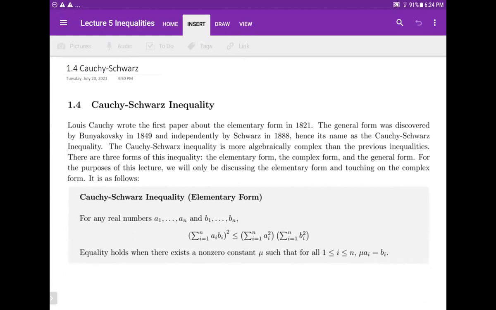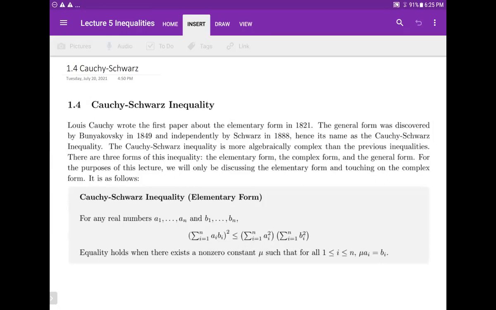For this lecture, we'll only be discussing the elementary form and the complex form. You do not have to worry about the general form as of now. So the elementary form of the Cauchy-Schwarz inequality states that for any real numbers a sub 1 through a sub n and b sub 1 through b sub n, we have that the sum of the products of a sub i and b sub i, squared, is less than or equal to the sum of the squares of each individual term in a sub 1 through a sub n multiplied by the sum of each individual term squared from b sub 1 through b sub n.